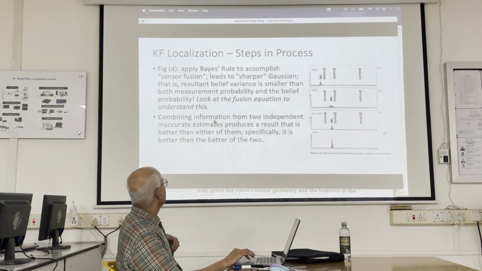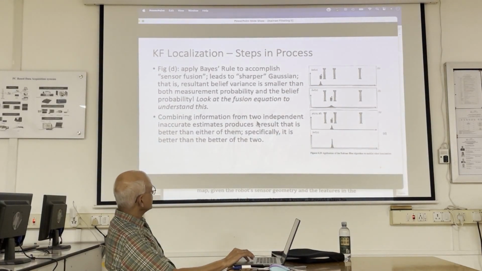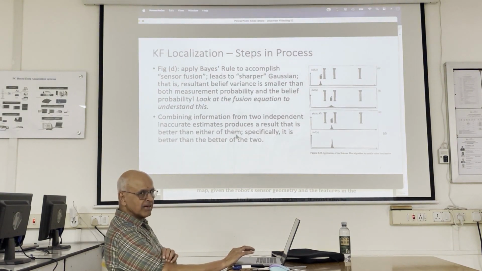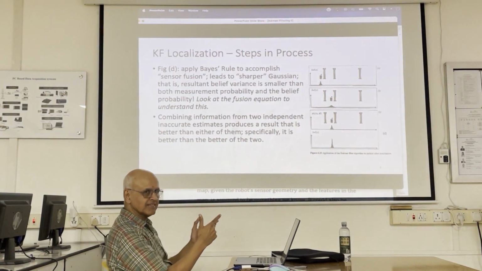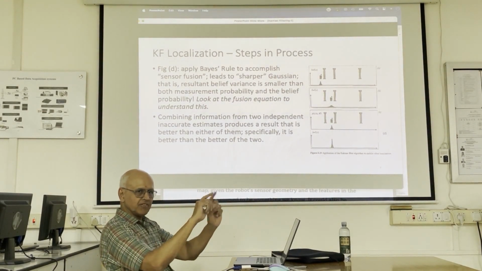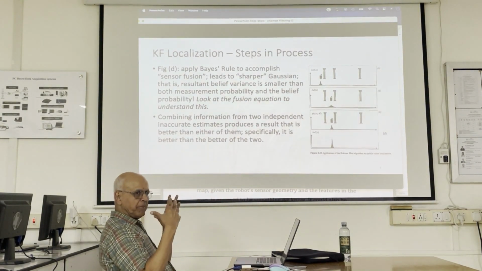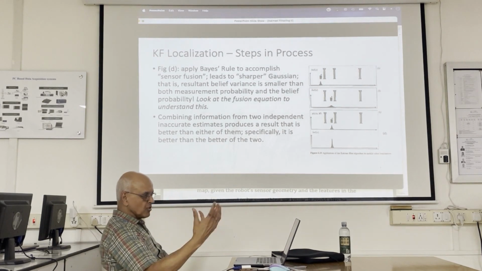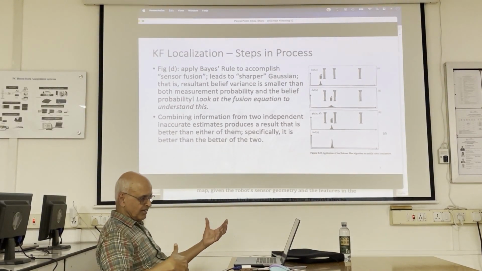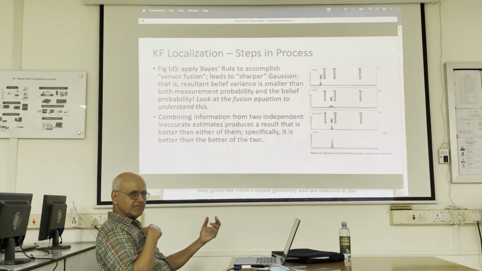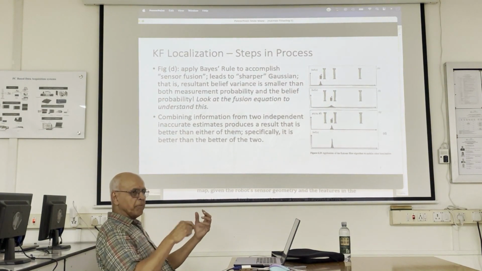So, combining information from two independent inaccurate estimates produces a result that is better than either of them. That's hard to believe, right? But we showed it. Remember the parallel combination of resistors? When you combine two not so accurate estimates, you get a result that is better than the better of them. Not perfect, but better than the two.